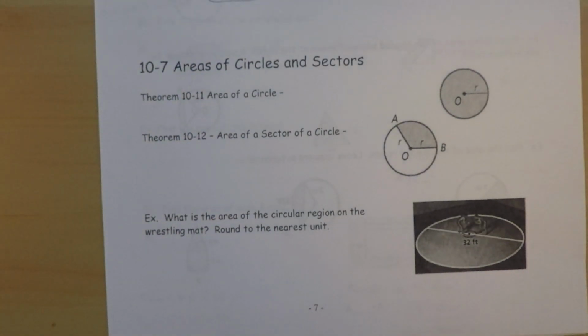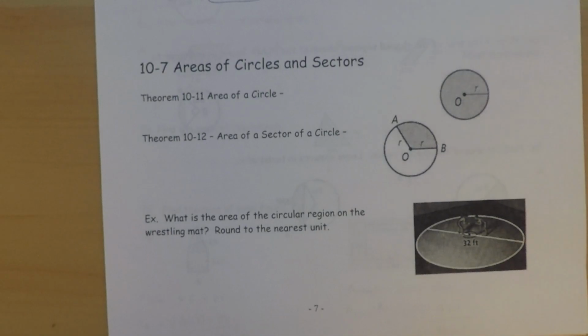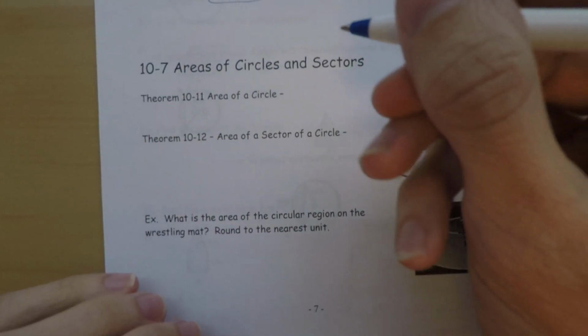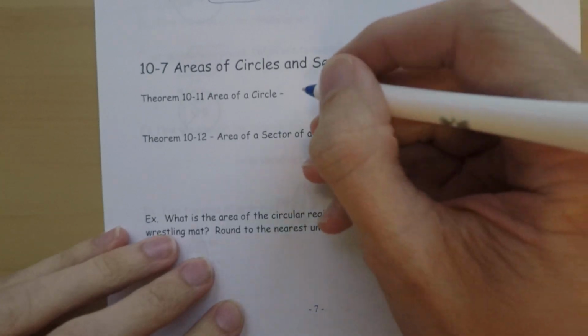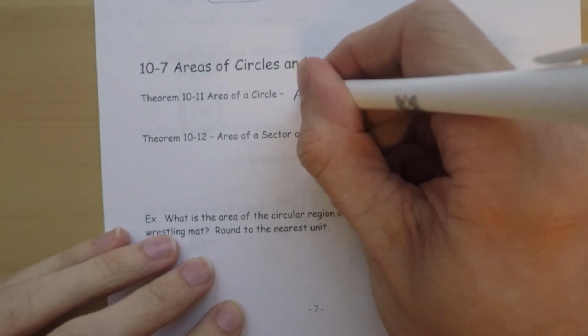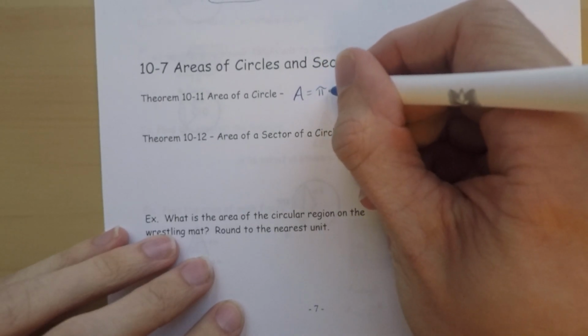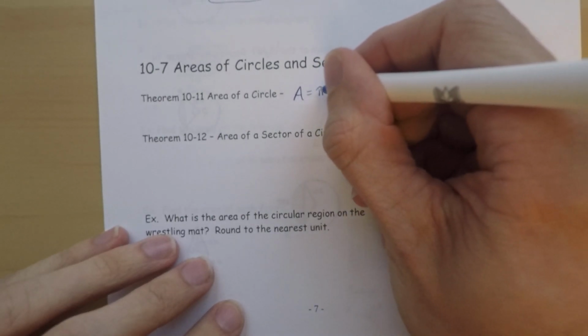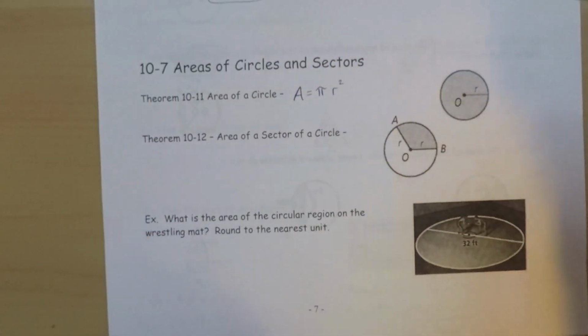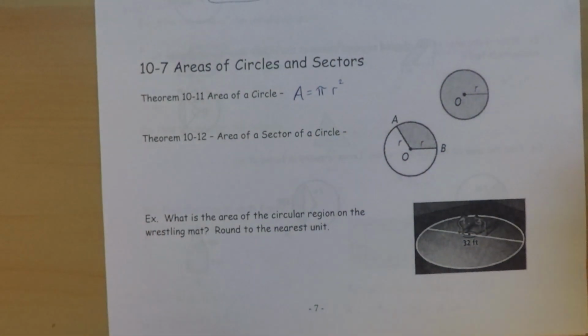For the last lesson in this unit on area, we're going to visit circles and sectors, which is just a part of a circle. So let's just start with circles, and let's give you the area formula right off the bat. To find the area of a circle, all we need to know is the radius. The area of a circle is pi times the radius squared. Pi r squared. That's how you find the area of a circle.